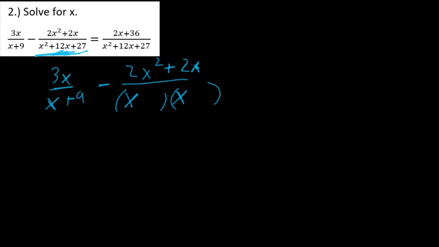I would ask you to pause this video and see if you can figure this out on your own. Once again, what two numbers multiply to be 27 and add up to be 12? Well, those numbers are actually going to be a positive 9 and a positive 3. 9 plus 3 is 12, and 9 times 3 is 27. And of course, we can set this equal to this 2x plus 36.